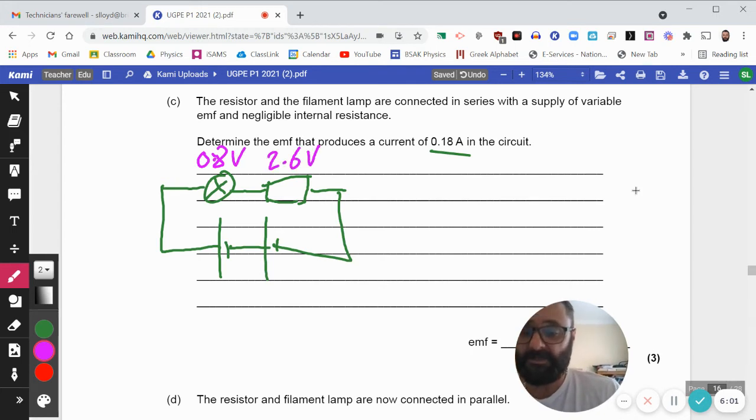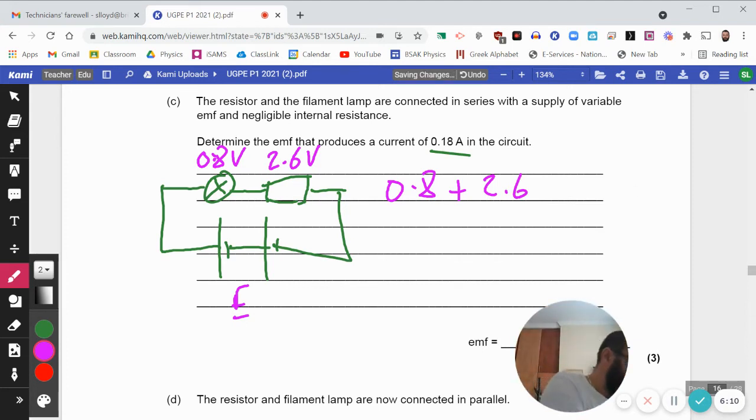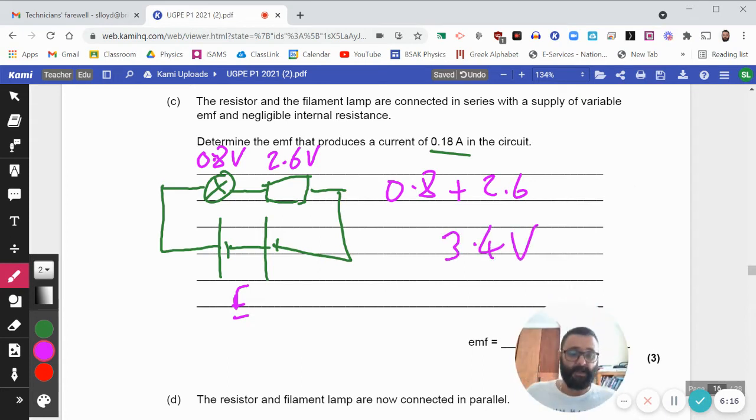2.6. So the voltage, the EMF, is the sum of those two. 0.8 plus 2.6 is 3.4 volts. Okay, that is the total supply voltage. Yeah, we can ignore internal resistance, it tells us that.